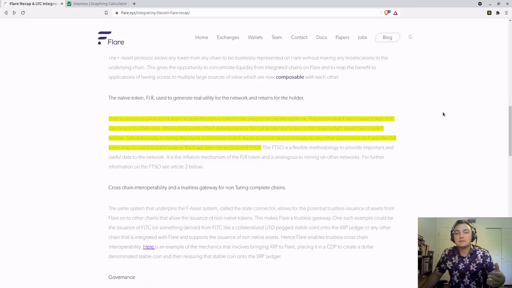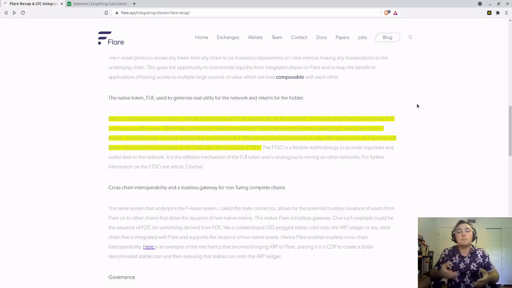So how does this whole system work with the F assets? FLR's consensus protocol doesn't require the native token to be used to secure the network. This means that FLR's native token, FLR, can be put to other uses. When deployed to the F asset protocol, the FLR holder earns fees in the underlying F asset. Simultaneously to being deployed as collateral to an F asset protocol, the FLR token may be used to participate in the FLR time series oracle.